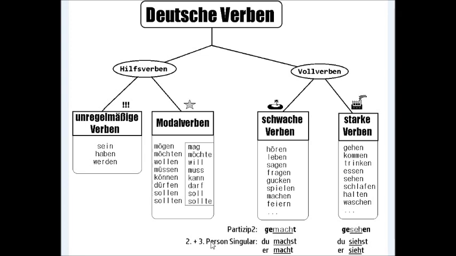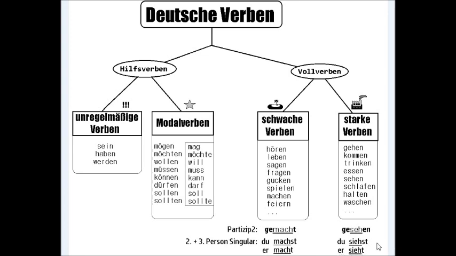First of all, the second and third person singular. They can have a deviant stem, but this stem will always be identical in both forms. For example, sehen. If it was a weak verb, it would be du sehst, but it is not. It is du siehst, and also er sieht.